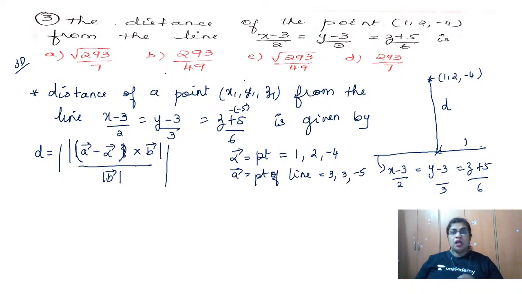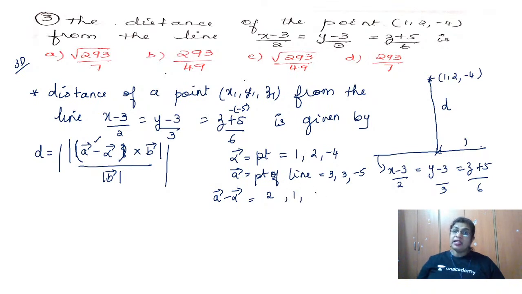So now first let me find what is a vector minus alpha vector. What is that? Nothing but 3 minus 1, which is equal to 2. Next we have 3 minus 2, which is 1.